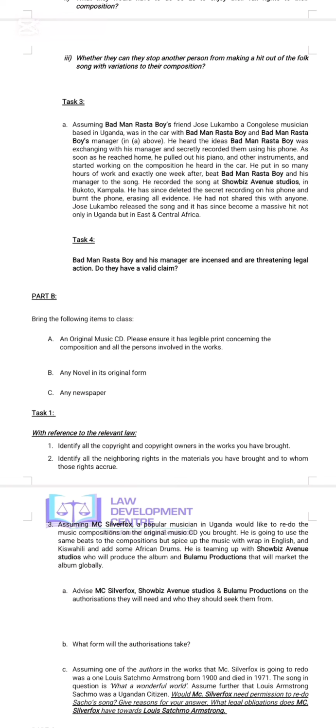He put in so many hours of work, and exactly 1 week after meeting Badman and his manager, he recorded the song in Showbiz Avenue Studios in Bukoto, Kampala. He has since deleted the secret recording in his phone, and burnt the phone, erasing all evidence. He had not shared this with anyone. Joseph Rukambo released the song and it has since become a massive hit, not only in Uganda but in East Africa. Badman, Rasta Boy and his manager are incensed and are threatening legal action. Do they have a valid claim?